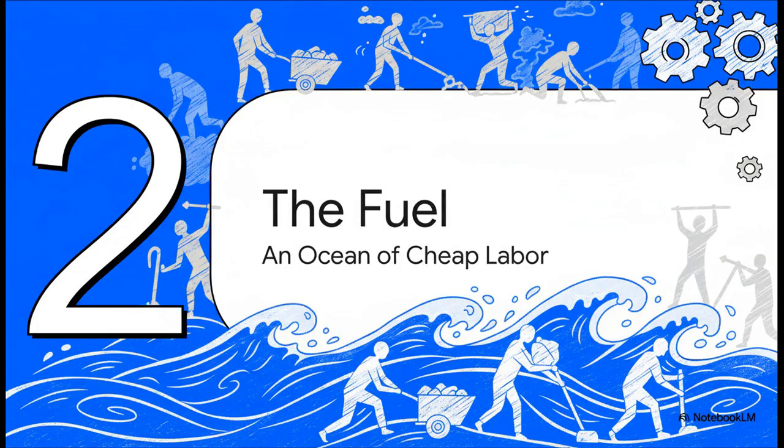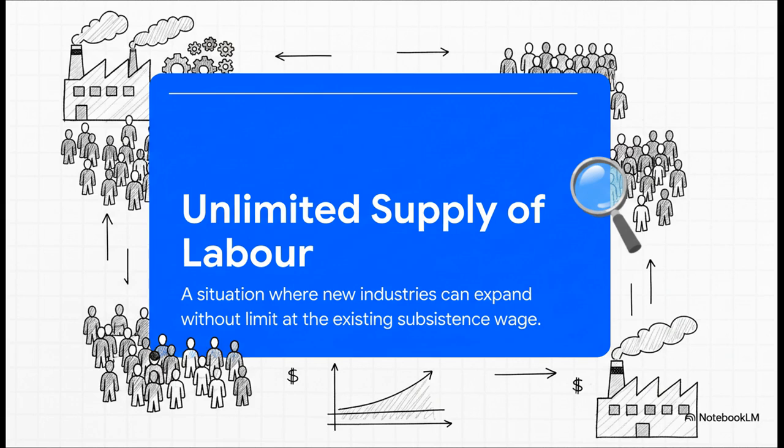So what makes this whole thing go? Well, the engine of this model runs on a very specific kind of fuel, something Lewis called an unlimited supply of labor. But where does all this labor actually come from? And this right here, this is the absolute key to the whole theory. It means that as new factories and businesses pop up, they can hire and hire and hire as many people as they need, all without having to raise wages. Why? Because there's this huge pool of people just waiting for jobs.